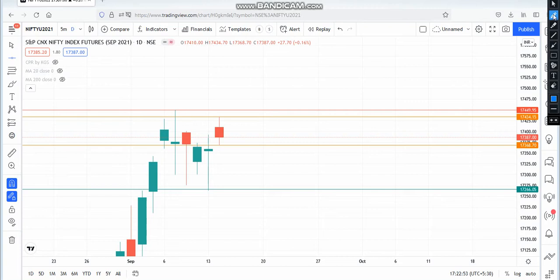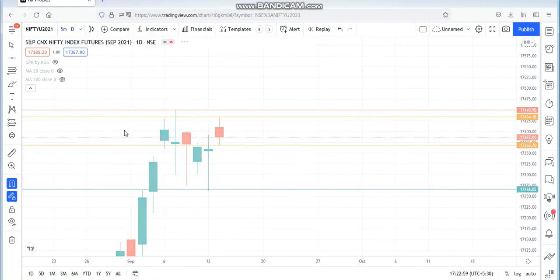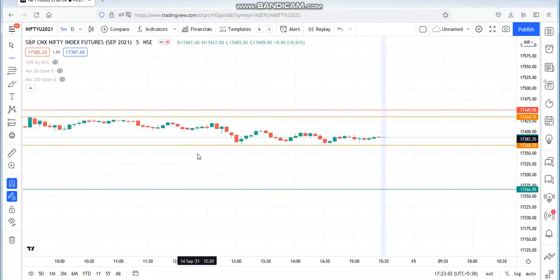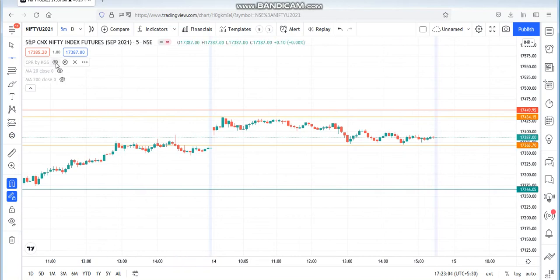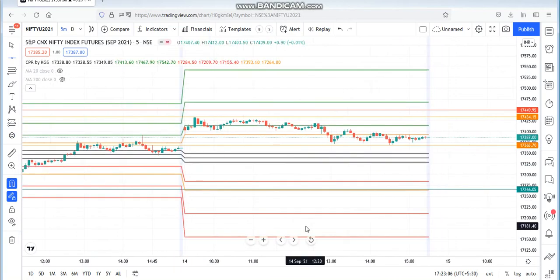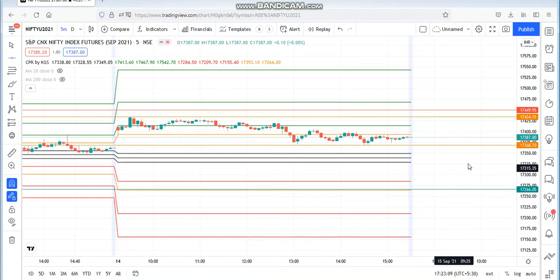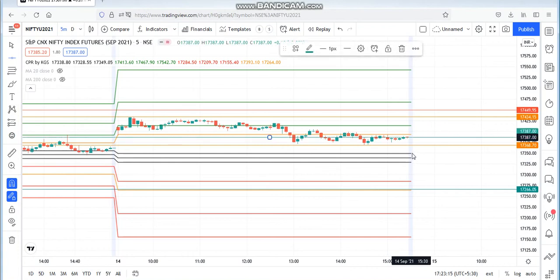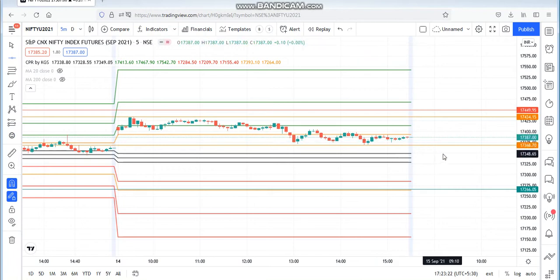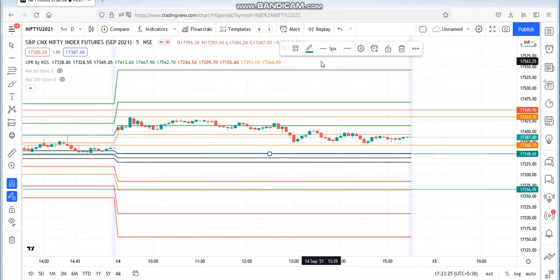And the next one is virgin CPR. Here we have to change to the 5 minutes chart. For virgin CPR, we have to open the CPR pivot points. Even yesterday it was a virgin CPR. This is the virgin CPR. We have to mark that. Here the top CPR line is 17,349. This is the one. Here I am making the color black.